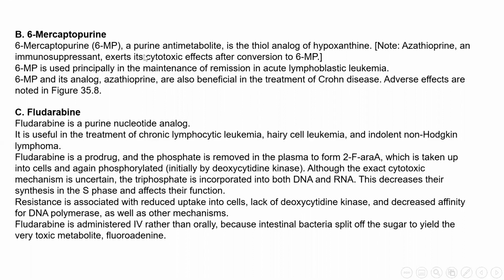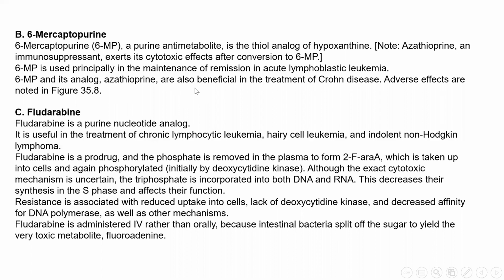6-mercaptopurine, another member of the antimetabolites. This drug is considered a purine antimetabolite. There is another drug closely related to mercaptopurine called azathioprine. It is an immunosuppressant drug and exerts its cytotoxic effect after conversion to 6-MP, 6-mercaptopurine.